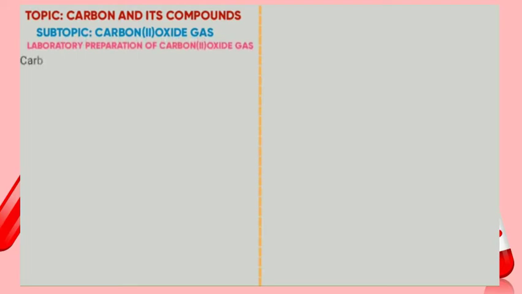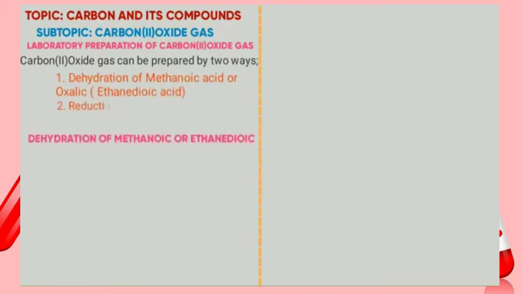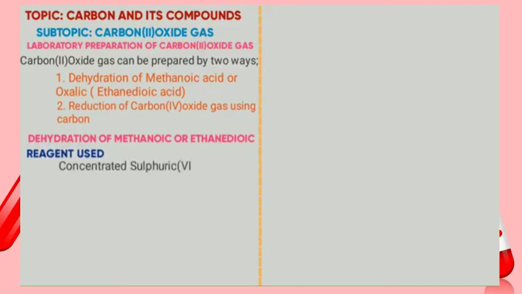Now, carbon II oxide can be prepared in two ways: 1. dehydration of methanoic acid or oxalic acid, 2. reduction of carbon IV oxide using coke, that is carbon. So the first method, which is dehydration of ethanoic or methanoic acid, the reagent used here is concentrated sulfuric acid, which acts as a dehydrating agent.